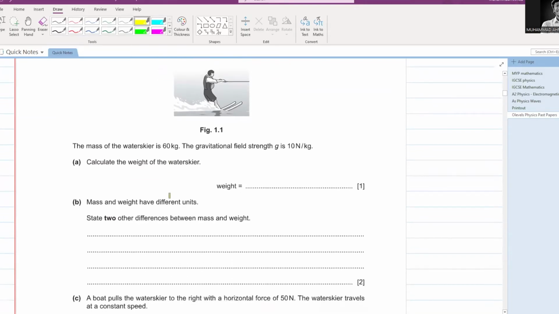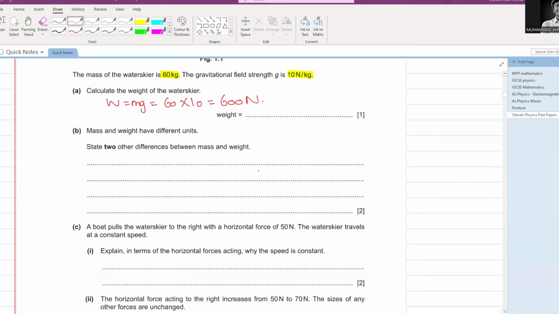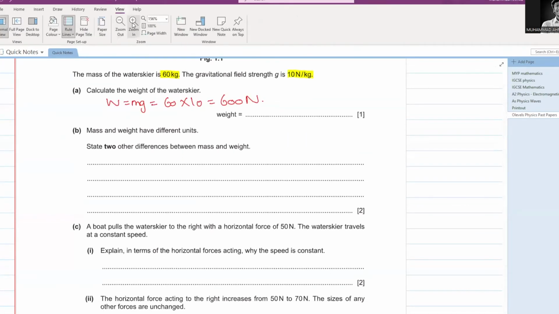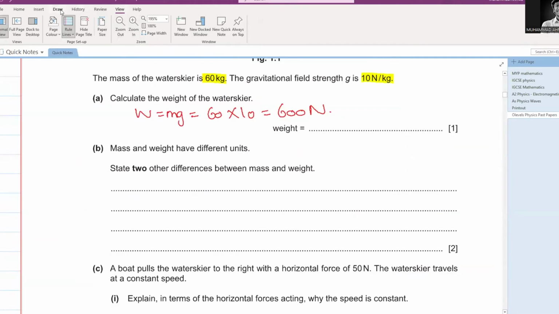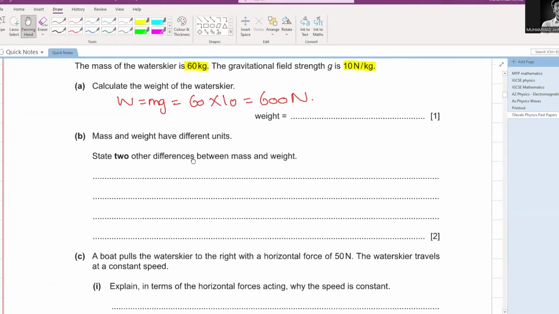The mass of the water skier is 60 kg. The gravitational field strength is this. We have to calculate the weight of the water skier. Weight is equal to mg. Mass is 60, gravitational field strength is 10. Weight comes out to be 600 Newton. Mass and weight have different units.